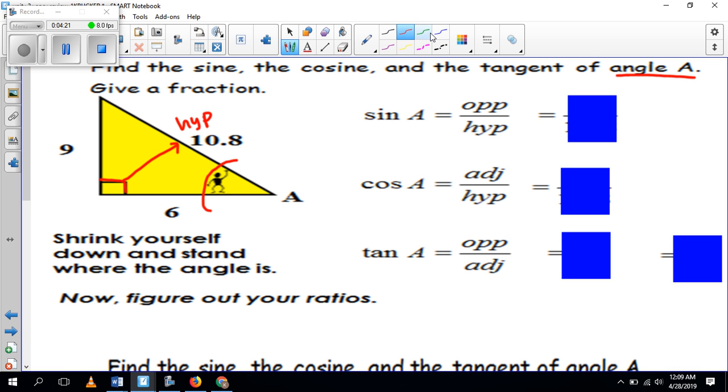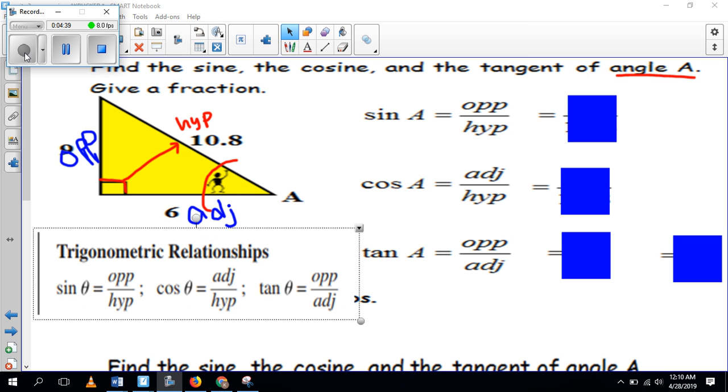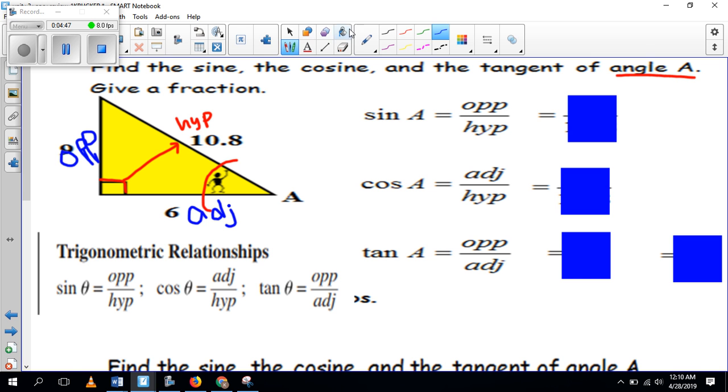That's very important: we've got to know the angle. Now we're going to label the opposite. I know 6 is touching this angle, so 9 has to be my opposite, and 6 has to be my adjacent. This one's kind of done for us, but don't always expect it to be done.